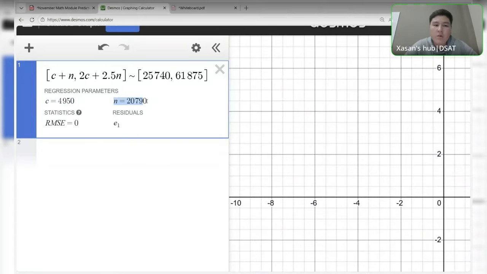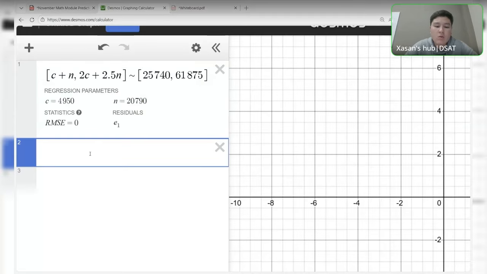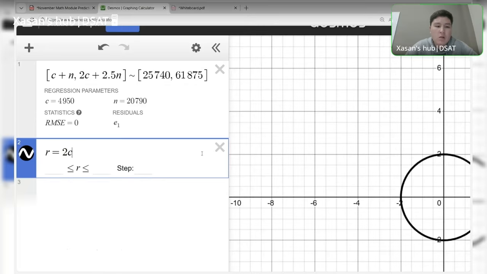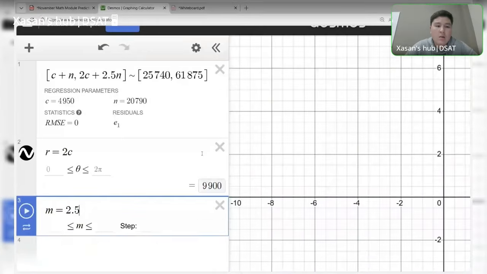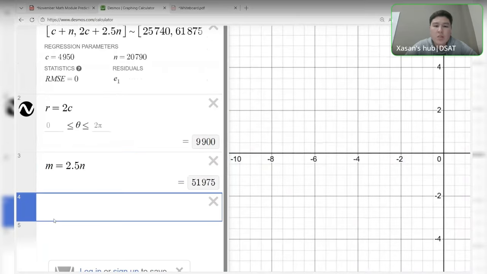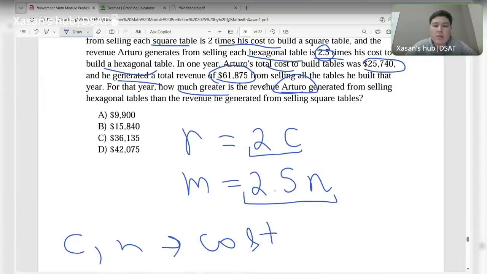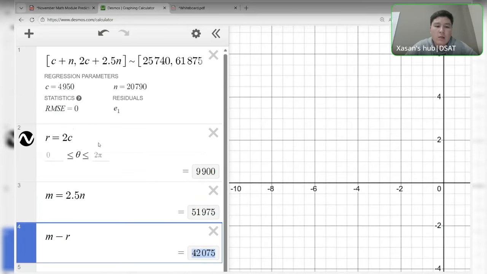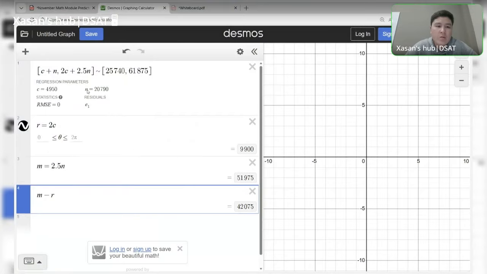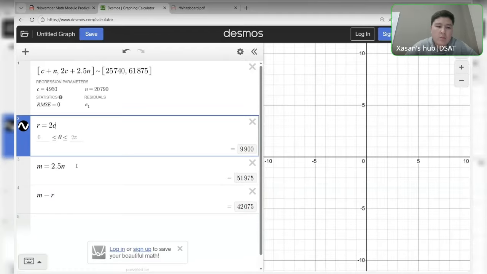Guys, do not get confused. They are now the cost. And we know that the first revenue equals 2C, and the second revenue equals 2.5N. And now these are the revenues. The question is asking how much greater is the revenue Arturo generated from selling hexagonal tables than the revenue generated from square tables. So we just have to subtract M minus R. The final answer, $42,075. You guys can also write it continuing in the square brackets. I'm just writing separately just to show.